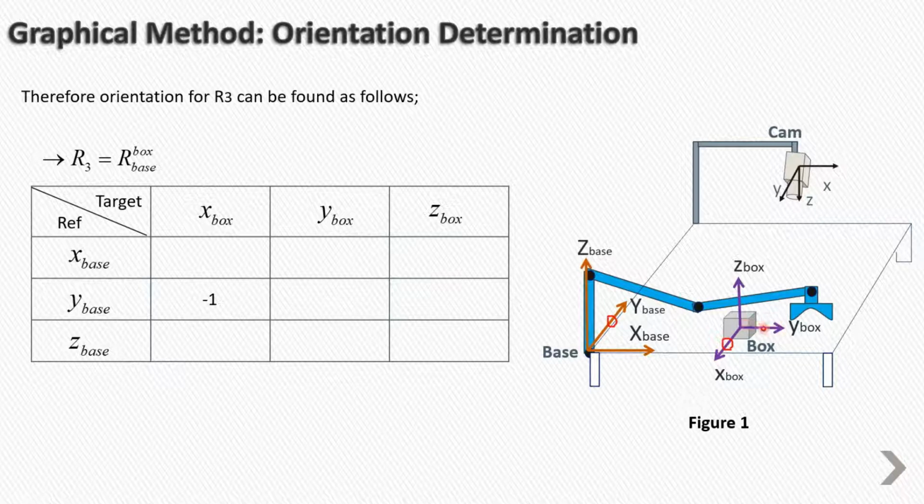So how about the Y box? So Y box is parallel with the X base here, and has the same poles as the X base, so it makes the value between the Y box and the X base 1. And how about the Z box? Okay, the Z box is also parallel with the Z base and also at the same poles. That makes the Z box 1. So the other empty entries will be 0. Okay, so now we have the base to box orientation matrix.